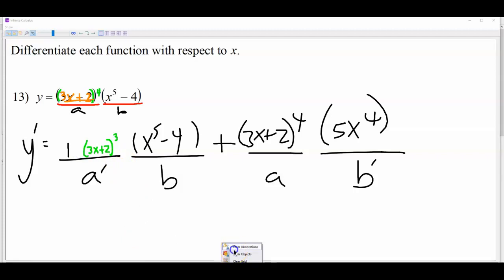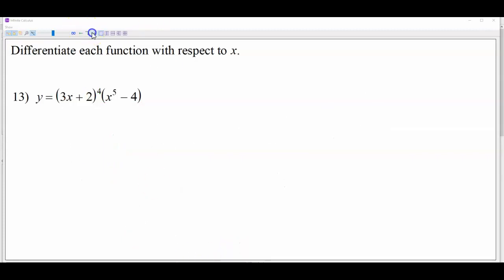All right, let's go ahead and move on to number 14. Number 14 is another double rule situation here. First of all, you'll notice that we have an outside function. And we have an inside function, which is this entire fraction here. Now, that means we're going to start off with the chain rule. The derivative of the outside is just a basic power rule.